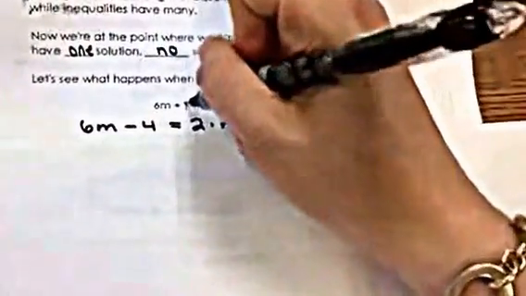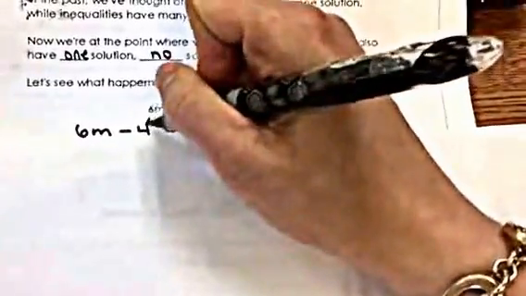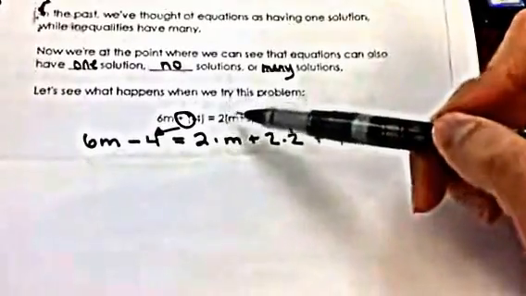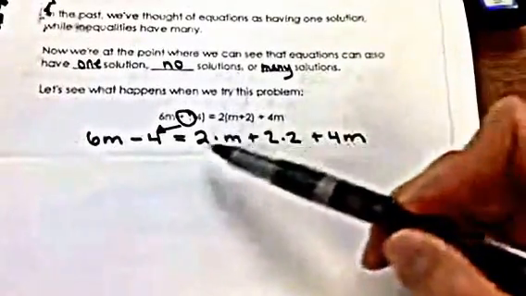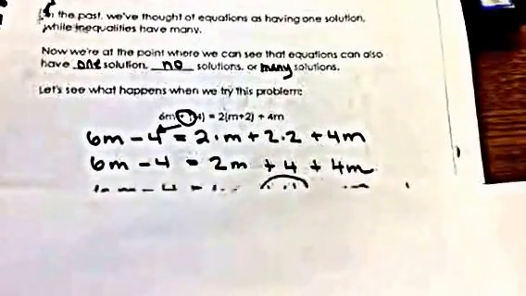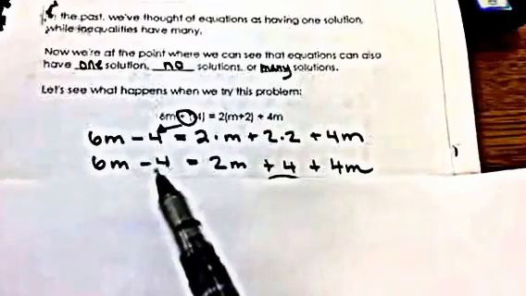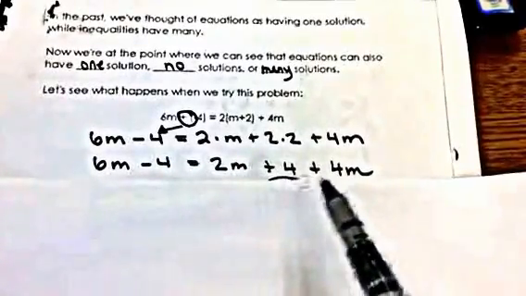Here you can see I didn't distribute the first part. I changed this sign because I know what a plus and a negative is going to give me: a negative. And then here you can see I distributed my 2 to my m and my 2 to my 2: 2 times m plus 2 times 2 plus 4m. So then I simplify my distributive, and now what I have is 6m minus 4 equals 2m plus 4 plus 4m.